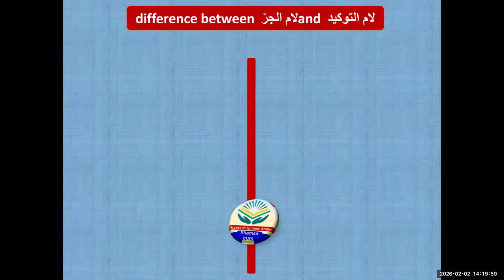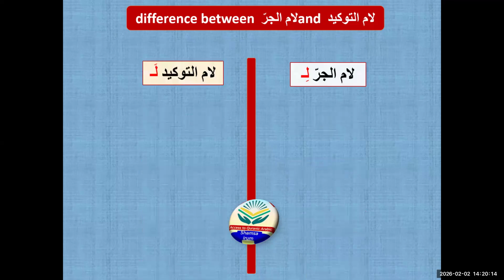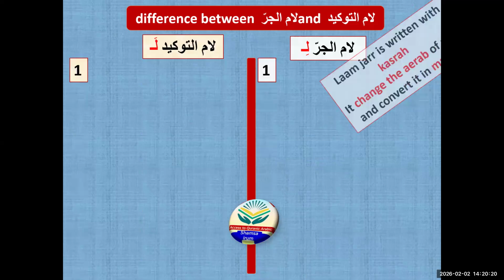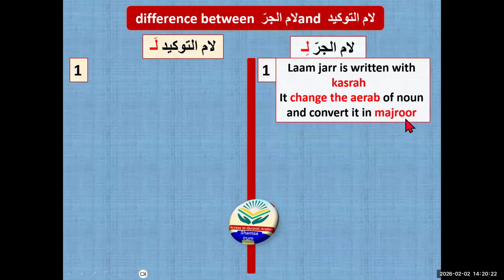Before going to the Laam of Tauqeed, I want to explain the difference between the Laam of Tauqeed and Laam of Jar, because some sisters get confused differentiating between them. So I will try to explain as easily as I can, inshallah ta'ala. So, Laam of Jar and Laam of Tauqeed. The first difference between them is that Laam of Jar is written with kasra.